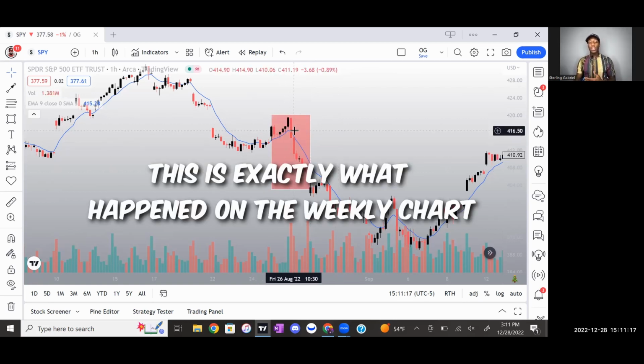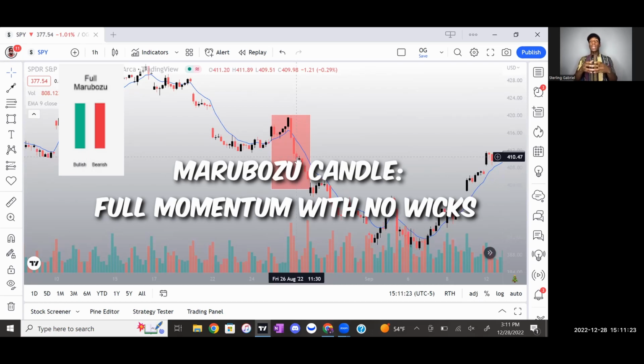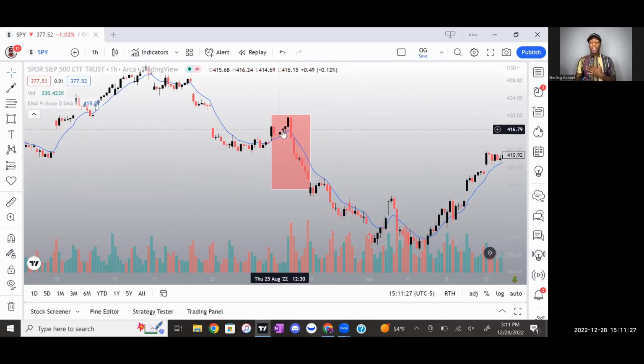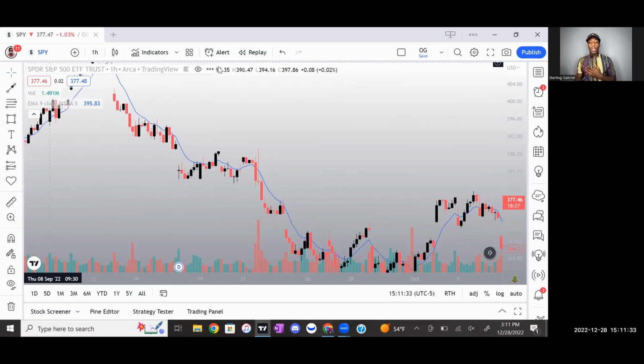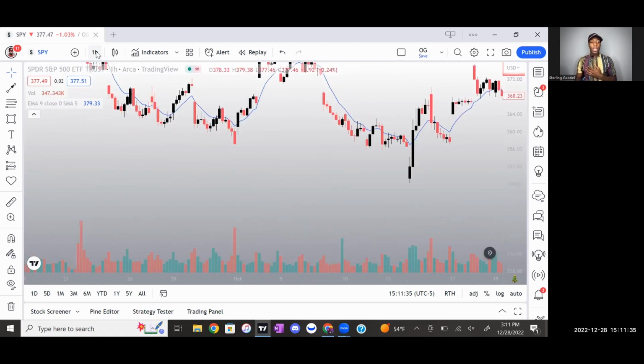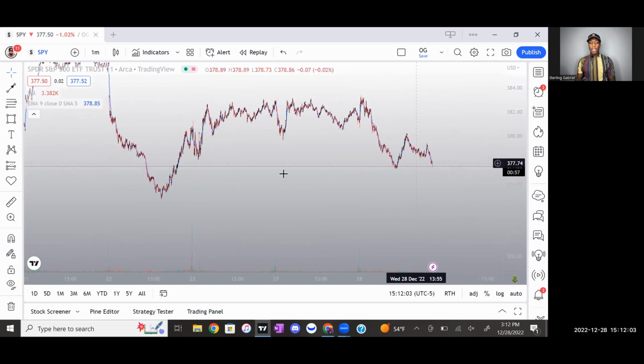As we saw on the daily chart, price decided to do one giant Marubozu candle down, which is a full momentum candle with no wicks, right? So essentially, this is what happened on this lower time frame. Every single candle represents more data, right? Even on the 1 minute time frame. So we're on the 1 minute time frame, and this is how price action is going to look intraday.